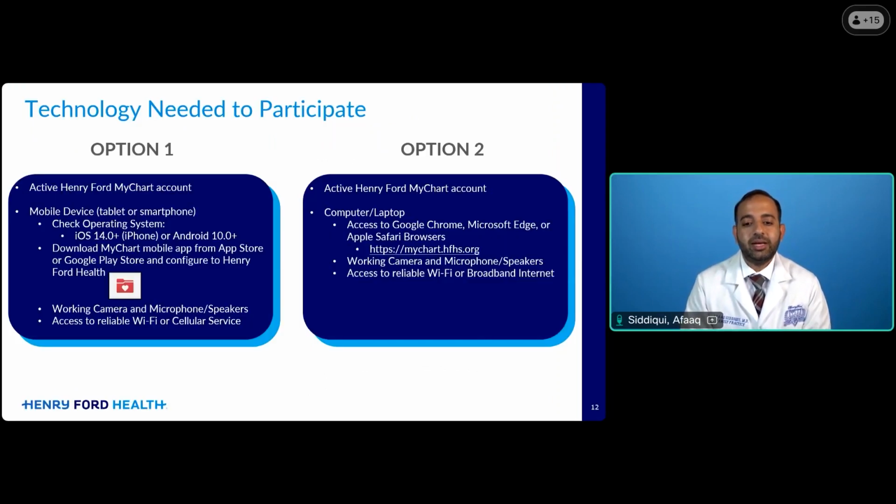The technology that is needed to participate, which I'm sure most of you have, is a MyChart account. If not, then I would encourage you to get started with one. We have two options to do it. If you're doing it from a mobile device, you would need to have an active Henry Ford MyChart account, a mobile device, Android or smartphone like Apple, and you have to download the MyChart mobile app from those operating services. Have a working camera and microphone with speakers, which most of us have on our devices, and access to reliable Wi-Fi or cellular service.